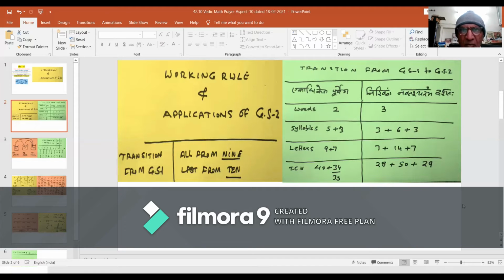This way, while we have a transition from Ganita Sutra 1 to Ganita Sutra 2, we will have this transition in terms of the features as words, syllables, letters, values, and then leading to the working rule.